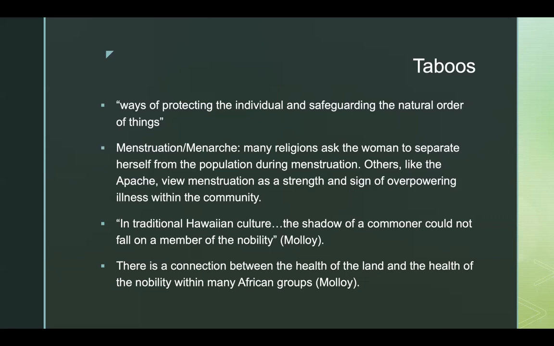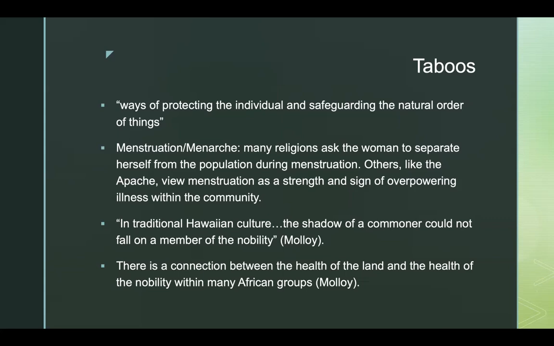It says here, others like the Apache view menstruation as a strength and sign of overpowering illness within the community. So menstruation, even in the pagan tradition, the Wiccan tradition, menstruation is very powerful. It's viewed very powerful. In traditional Hawaiian culture, the shadow of a commoner cannot fall on a member of the nobility. So you have a hierarchy within the Hawaiian indigenous religious concepts.